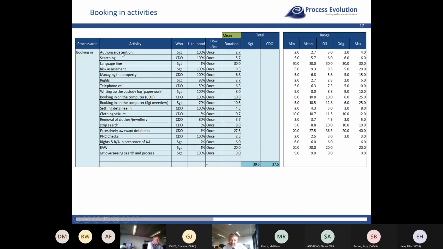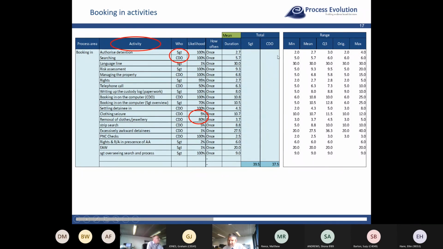Here's an example. So we've got booking in activities. Authorising the detention is the sergeant, who does that 100% of the time. So we've got the who does it, the percent likelihood, how often it's done. Well, you authorise detention only once, and what's the duration? 2.7 minutes. And what we did, we sent these out as, or we've got these set up as a survey.